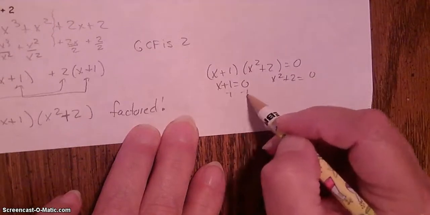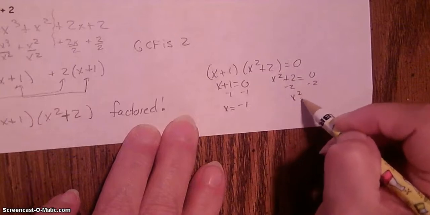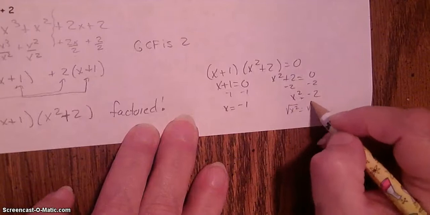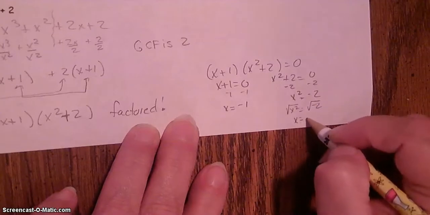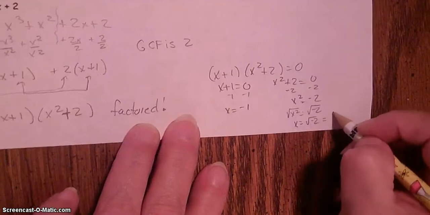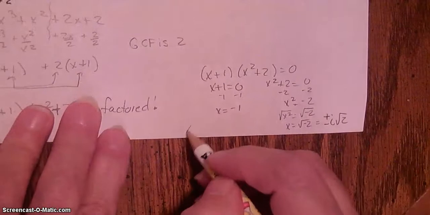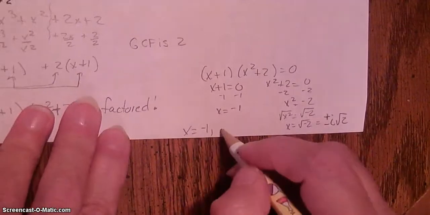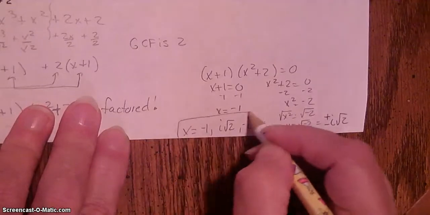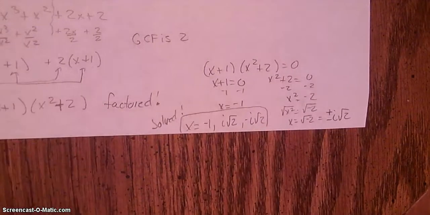Here I subtract 1 and get x equals negative 1. Here I subtract 2, and I have x squared equals negative 2. We all know that now we have to take the square root of both sides. The square root of negative 2, so x equals the square root of negative 2, and we know that is equal to plus or minus i radical 2. So my answers here are x equals negative 1, i radical 2, and negative i radical 2. So that polynomial is solved. I factored it, and now I've solved it.